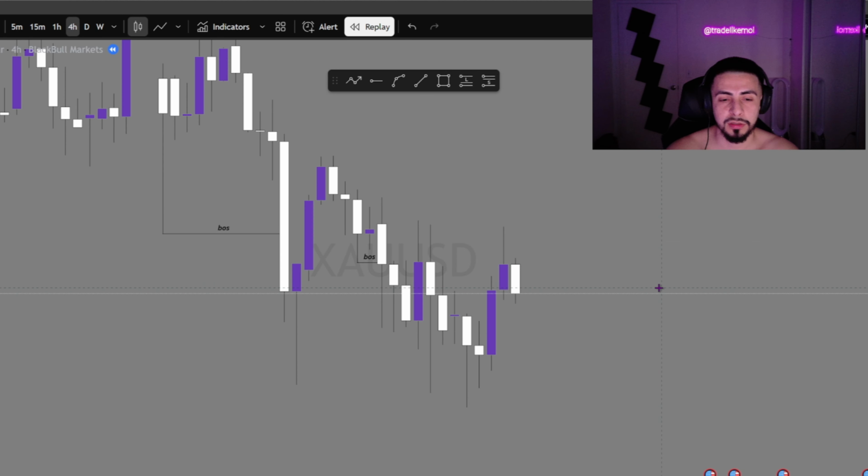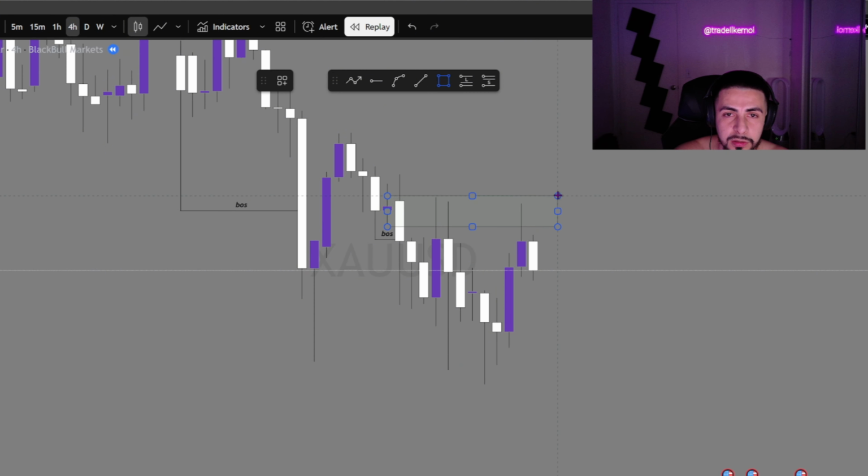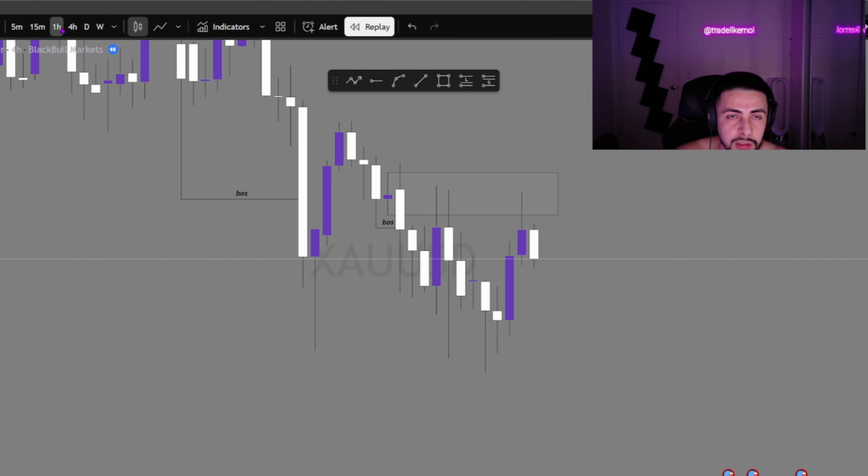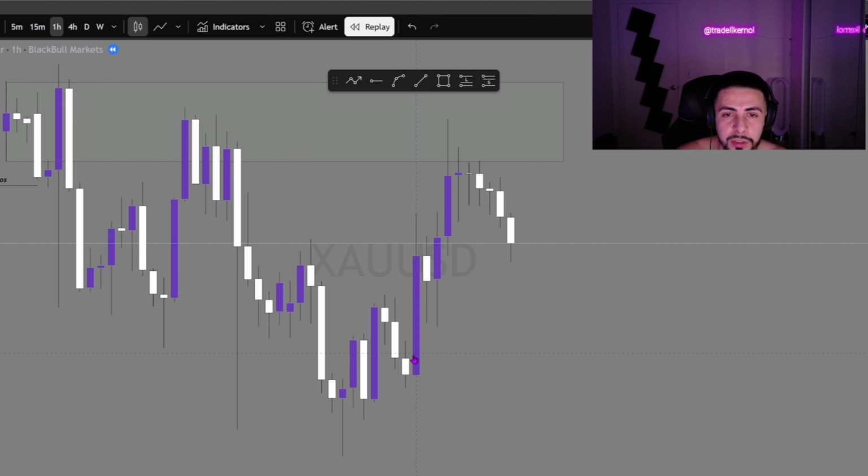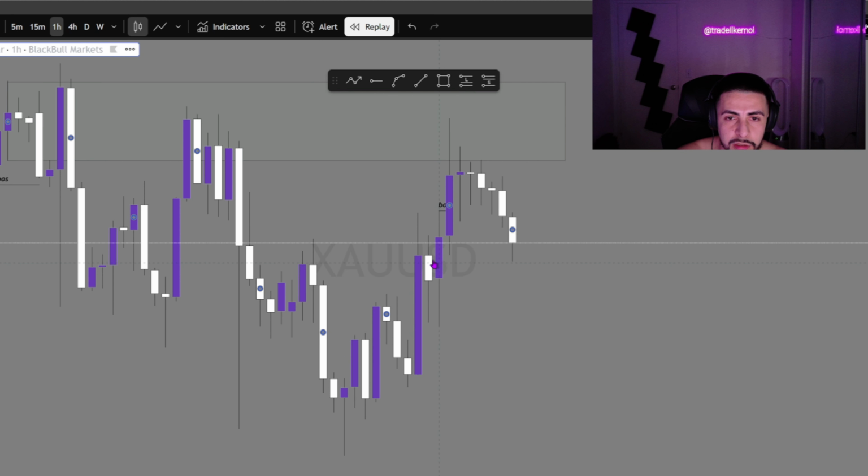So the 4 hour is bearish, and we are inside this order block. And the 1 hour is bullish at the moment. Let's mark up the breaker structure, which would be here, and the breaker structure here.